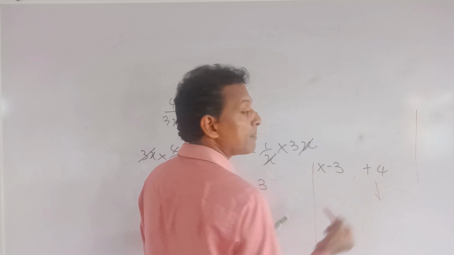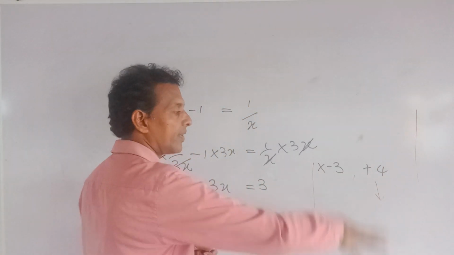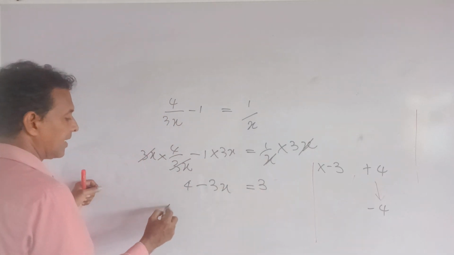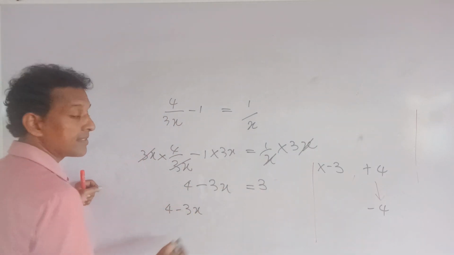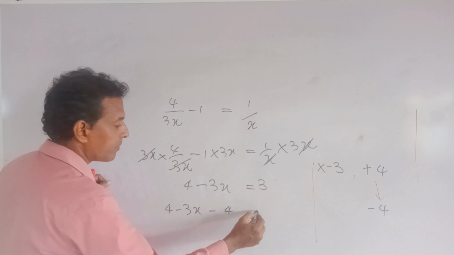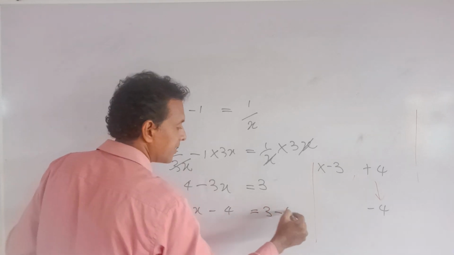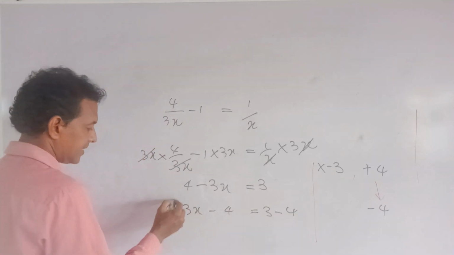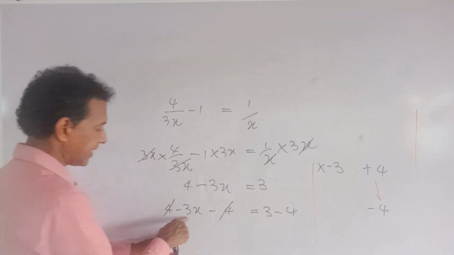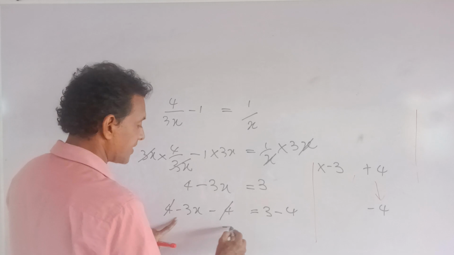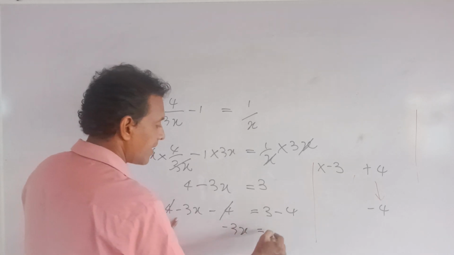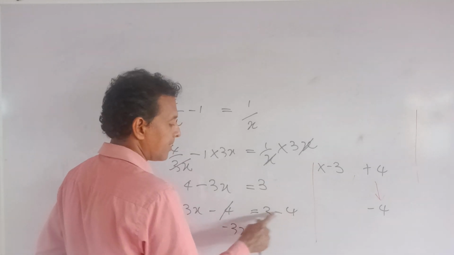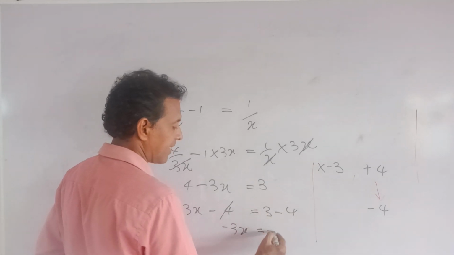Last operation I carried out is plus 4. So inverse operation is minus 4. So subtract 4 from both sides. Left hand side we have 4 minus 3x. Subtract 4 from both sides. 3 minus 4. This gets cancelled. I have minus 3x. Don't forget the sign. I have minus 3x here equals 3 minus 4. Directed numbers, when you subtract a larger number from an integer, you always get a negative answer, minus 1.